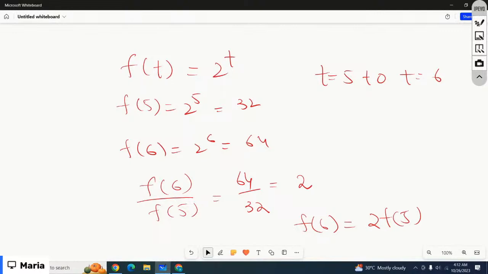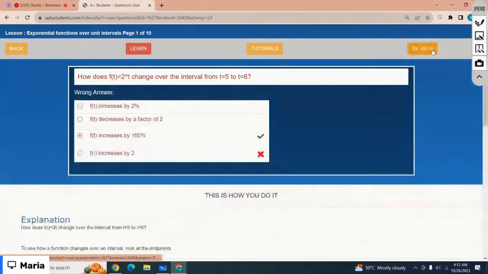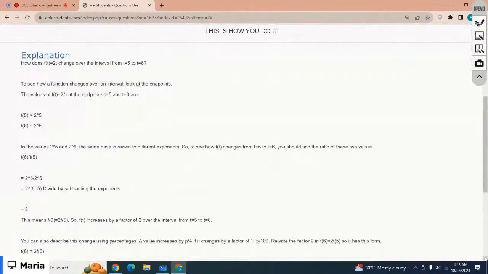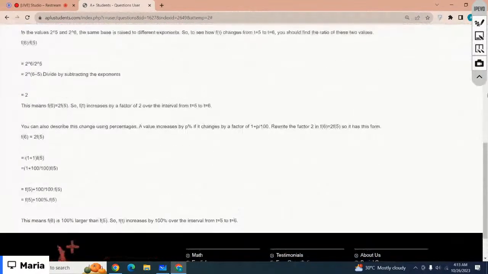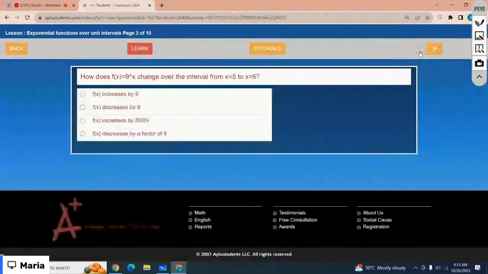The correct option is the function is increasing 2 times. Yes, the function is doubled, right? The function is increasing by 2 times, so that means that is a 100% increase. You need to write the answer in the percentage form, so the correct option would be 100%.